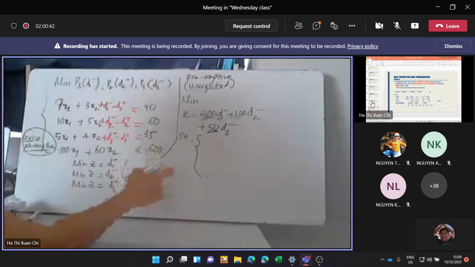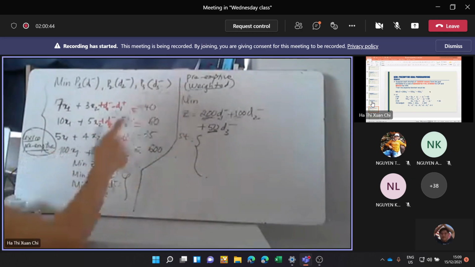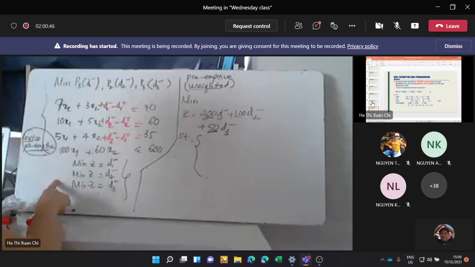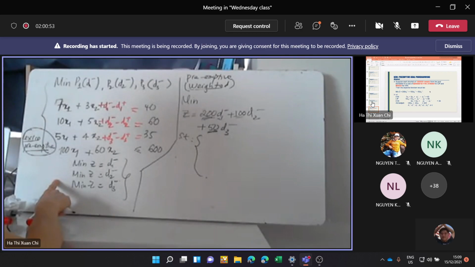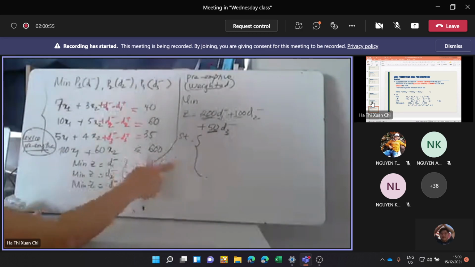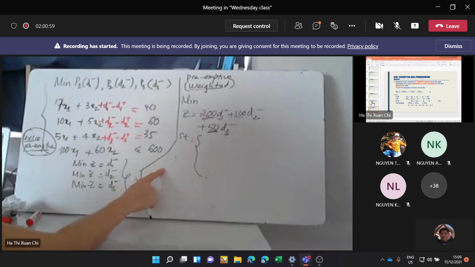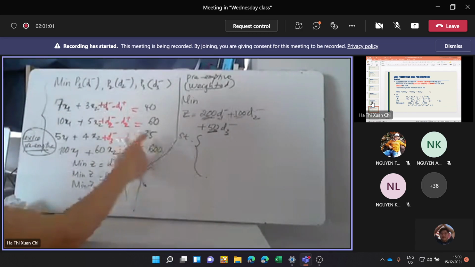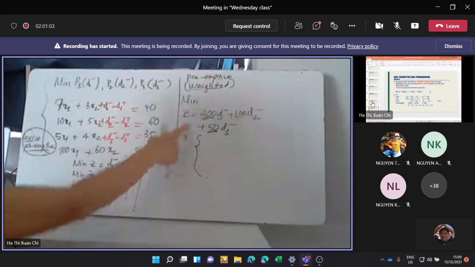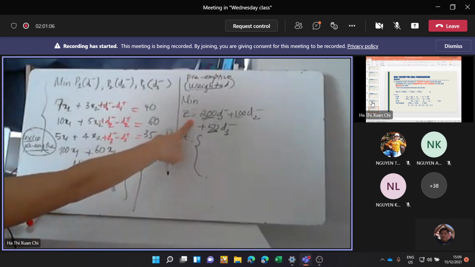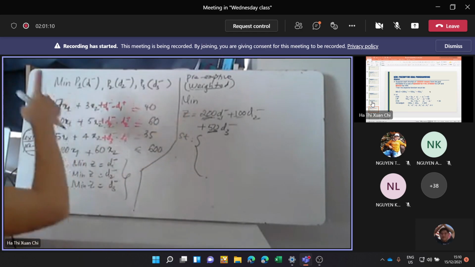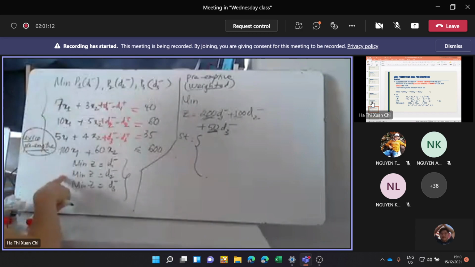So do you have any question for me on preemptive and non-preemptive? The form of the model is the same, the constraints are the same, but here they don't define any priorities. Here they have priorities and break down into 3.